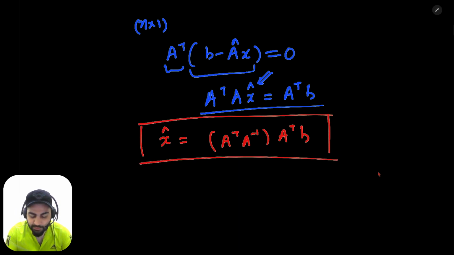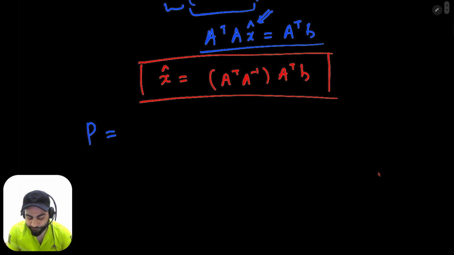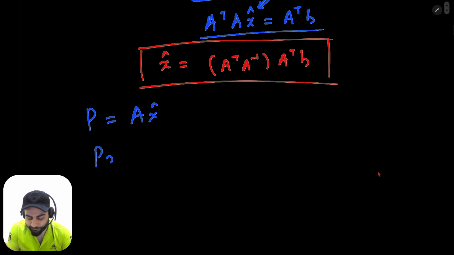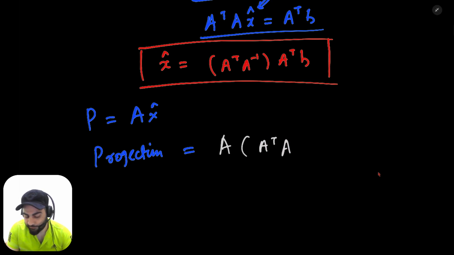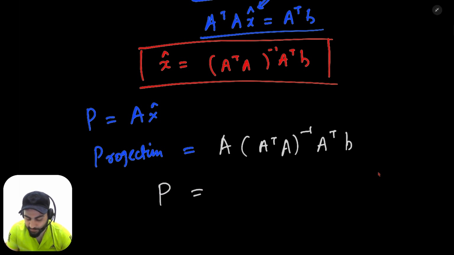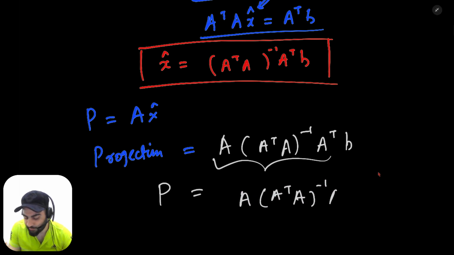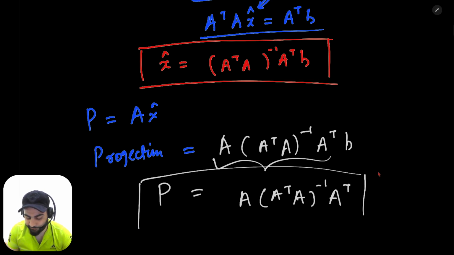But you know that the projection basically is equal to A times this x. So the projection we had was equal to A (A transpose A) whole inverse A transpose B. So this was our projection if we want to find the projection. The projection matrix P, which we called P, was just this much: A (A transpose A) inverse A transpose. This was our projection matrix.